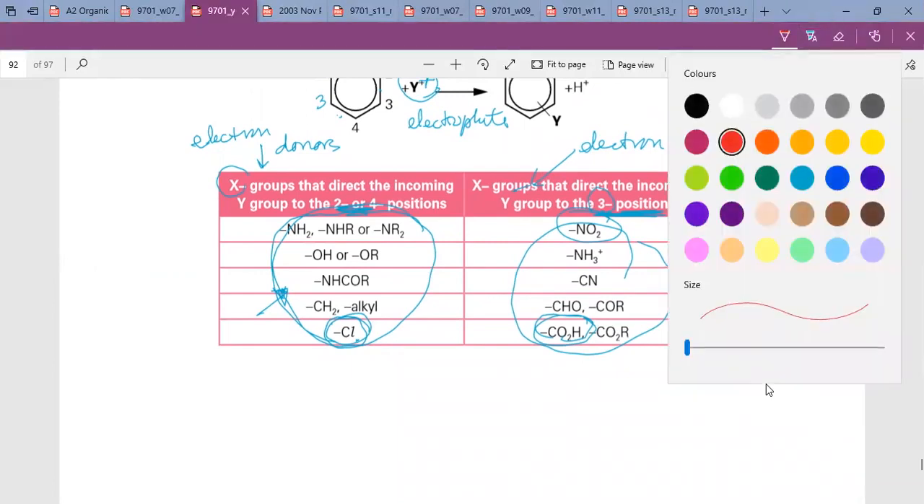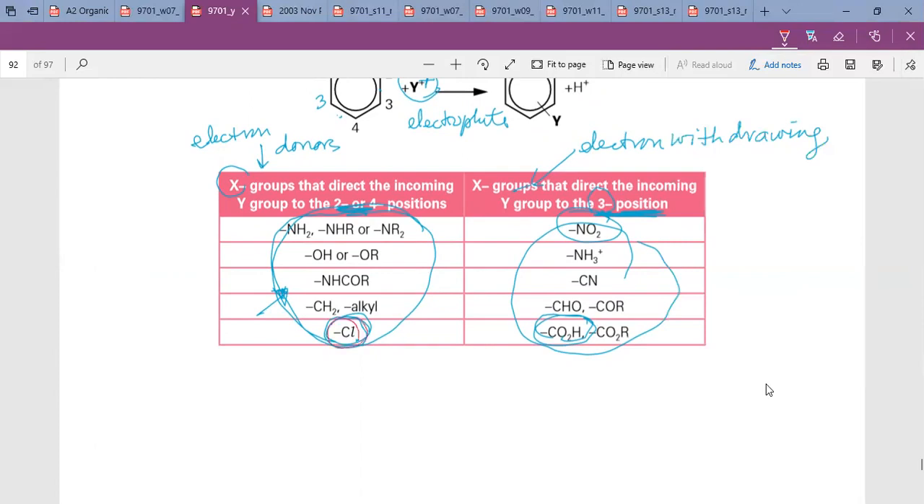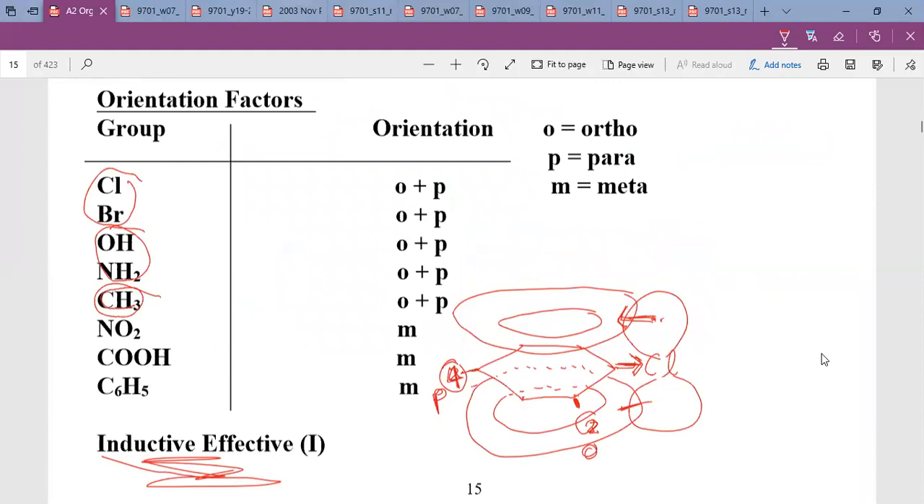Okay, chlorine. It is in the group 2 and group 4 position, right? So even though it is what we call an electron withdrawing group, don't care about that first, okay? Now the point is, normally an electron donating group will increase the electron density. So how does this explain electrophilic substitution?